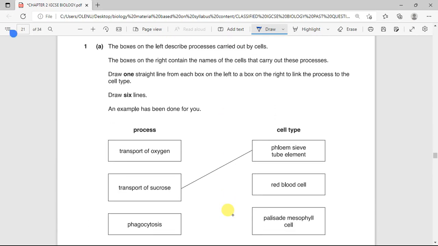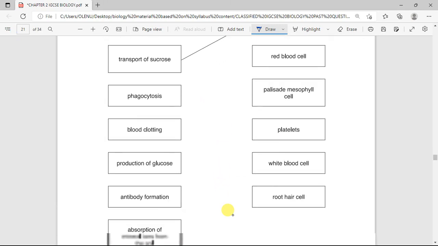Now, the boxes on the left describe processes carried out by plant cells, while the boxes on the right contain the name of the cell that carries out these processes. Draw one straight line from each box on the left to a box on the right to link the processes to the cell type. Draw 6 lines. An example has been done for you. 6 lines. Okay.